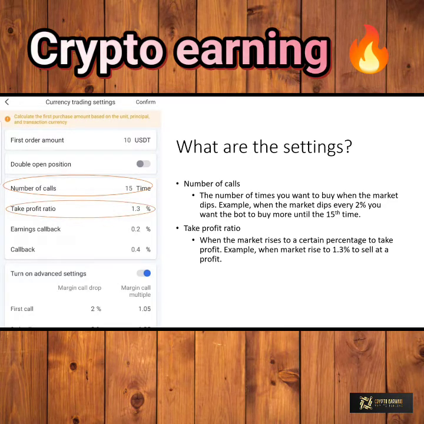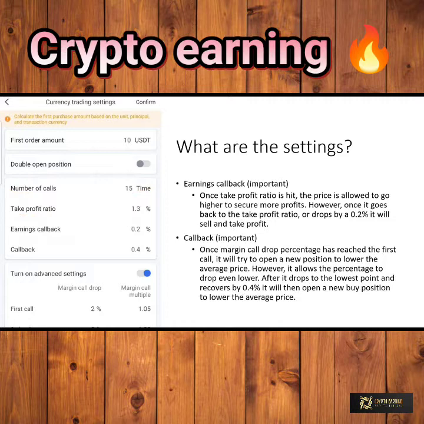Take profit ratio is when the market rises to a certain percentage to take profit. Example: when market rise to 1.3%, you want the bot to sell at a profit.